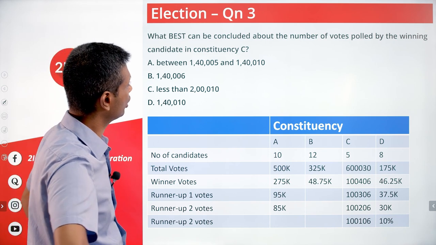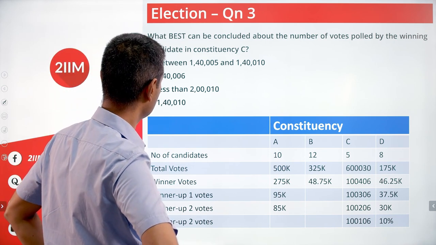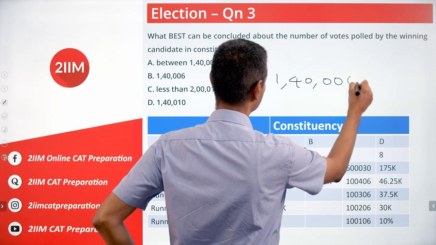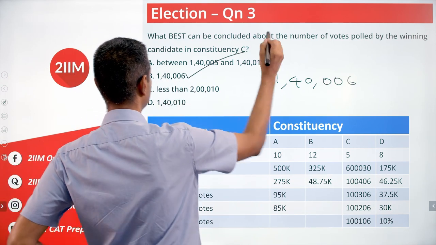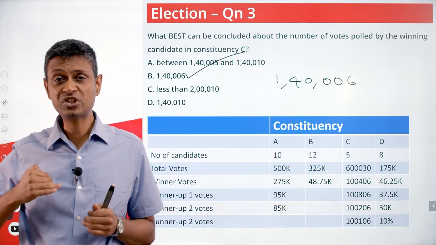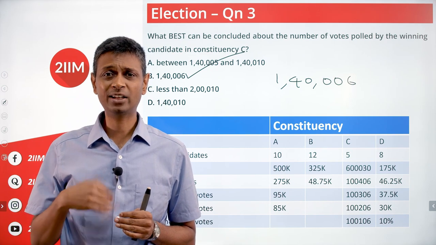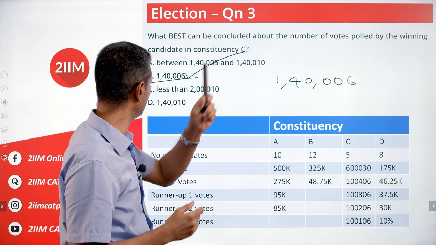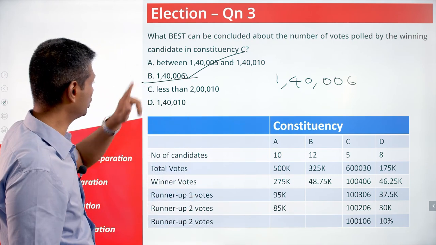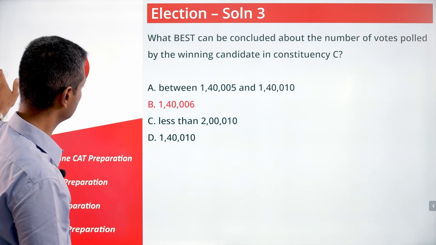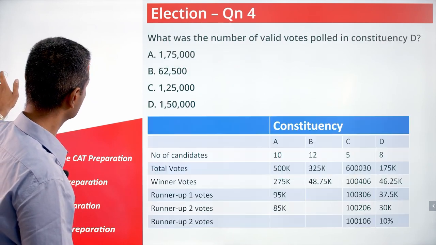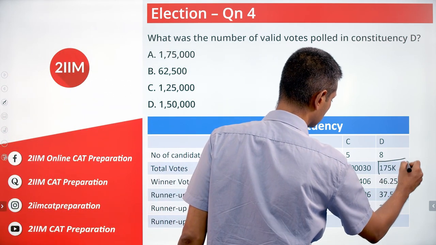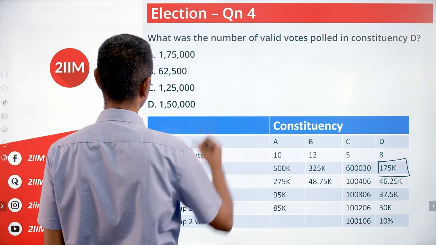What best can be concluded about the number of votes polled by the winning candidate in constituency? So this is 1,40,006. The exact answer. We've done this. We've done this iteratively, brilliantly. The least candidate got 1,06,000. 1,10,006, 1,20,006, 1,30,006, 1,40,006. One beautiful, unique answer. Only one answer. 1,40,006. What are the number of valid votes polled in constituency D? Got this. 175,000. Done.